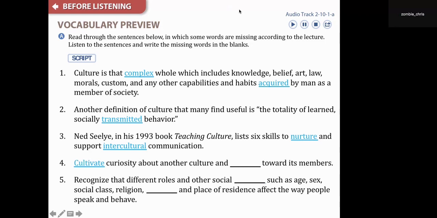Cultivate curiosity about another culture. Here we have an example of how we use metaphors in everyday English. So we've seen a lot of these. UNESCO and the United Nations. We would say that UNESCO is an arm of the United Nations.